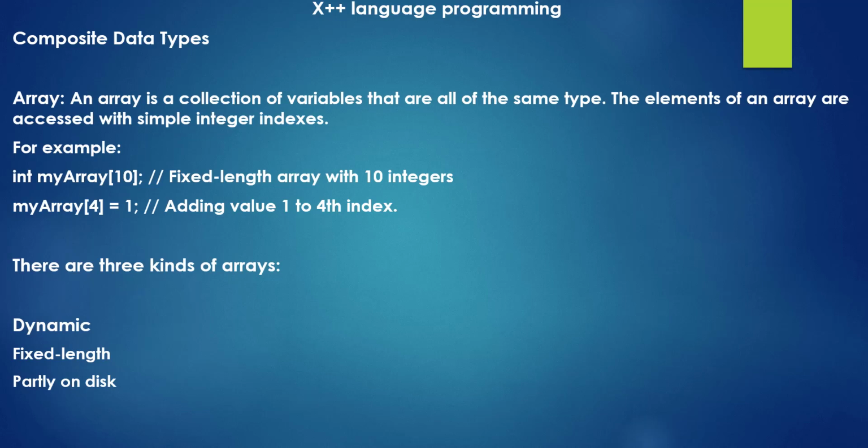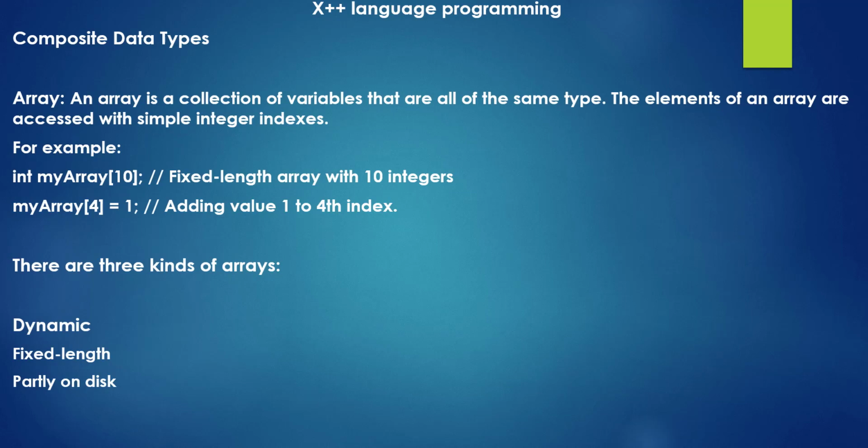In this lesson, let's go and see about the composite data type in X++ programming language. In our previous lesson, we learned about the primitive data types in X++, and from today, we'll be starting composite data types. So let's see our first composite type in X++. First, we'll take on an array.